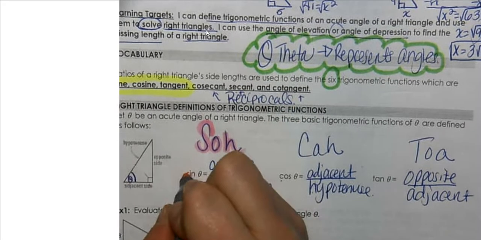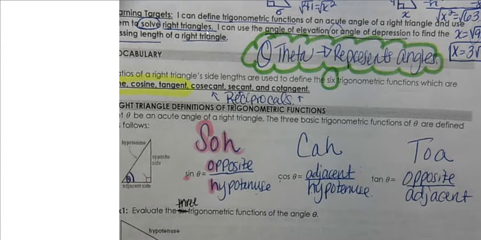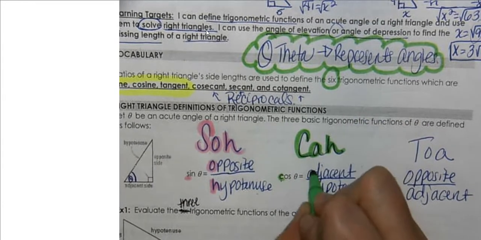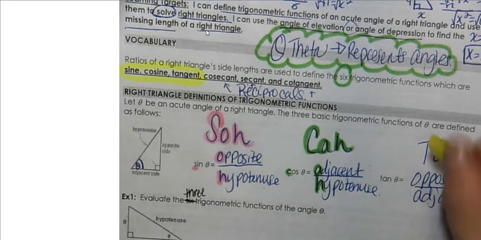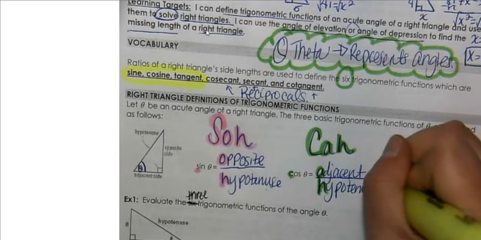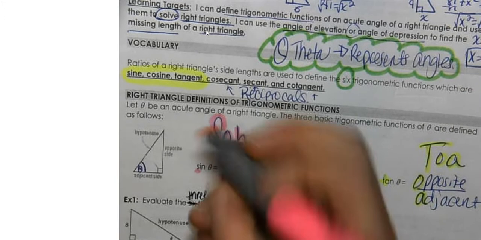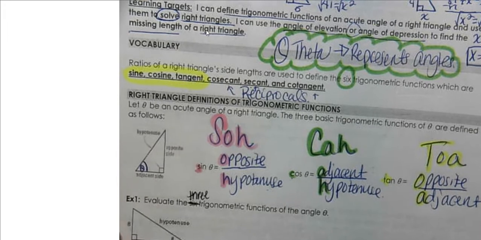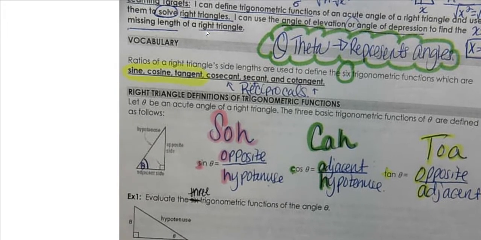This is where you get the SOH and the CAH. And finally, we have the TOA. SOHCAHTOA, also known as SOHCAHTOA.